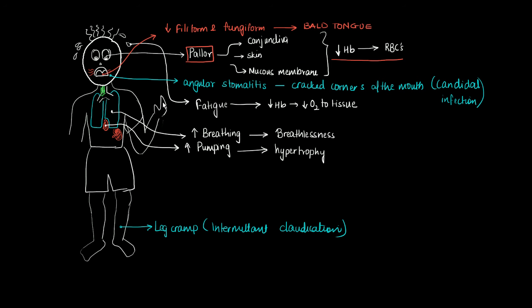If we look at the nails of patients with iron deficiency anemia, they have a very typical presentation. If this is the finger and these are the nails, they appear spoon-shaped. Not only are they spoon-shaped, but they are also brittle and they break easily. Now the term for this kind of shape of the nails is koilonychia.